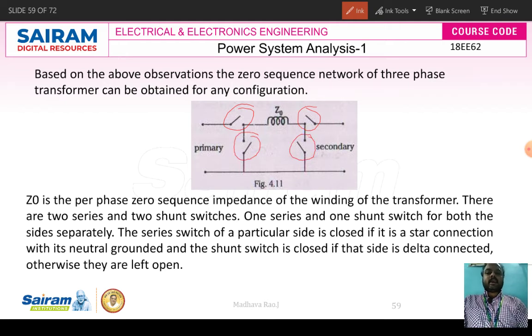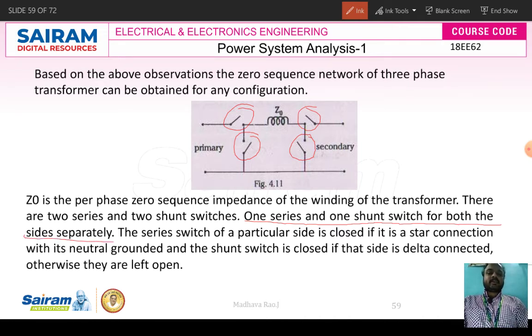So based on the above observations, the zero sequence current of a three-phase transformer can be obtained for any configuration. Z0 is the per phase zero sequence impedance of the winding of the transformer. There are two series and two shunt switches. Shunt means the switch is connected in parallel, and the other is connected in series. So one series and one shunt switch for both sides separately.